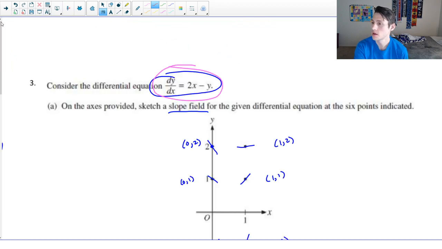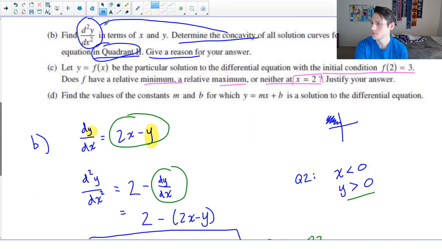Okay. Part D. Find the values of the constants m and b for which y equals mx plus b is a solution to the differential equation. So we want the values of the constants m and b for which y is a solution to the differential equation.